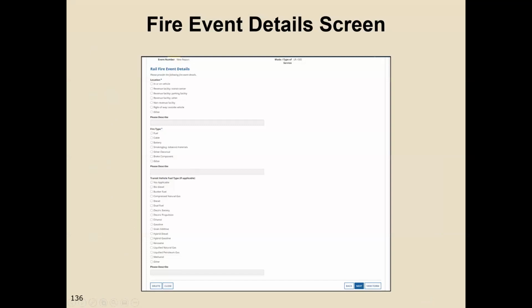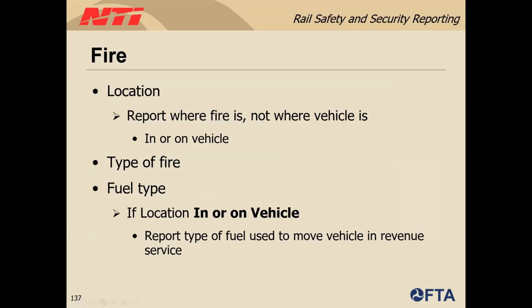Here's a screenshot of the fire event details screen. If the fire is in or on the rail vehicle, including in the engine, wheel area, or anywhere on the outside, this would be reported as in or on vehicle. Report the type or cause of the fire. For the fuel type selection, if you choose the location of the fire as in or on vehicle, then you would report the fuel type of the vehicle.